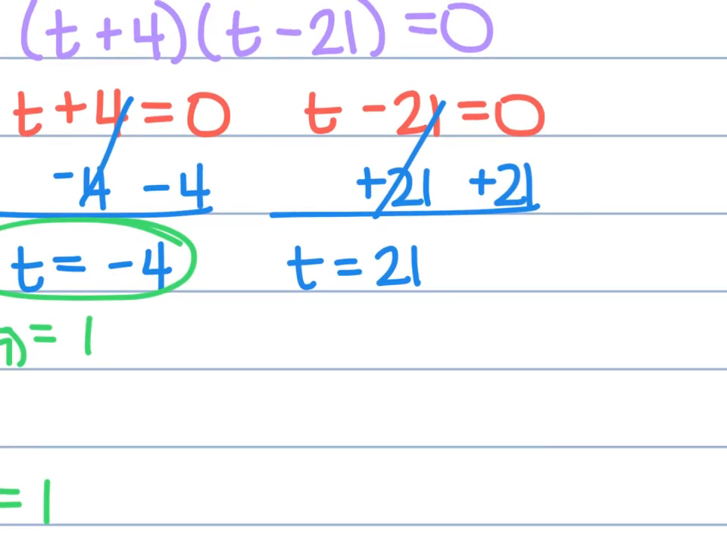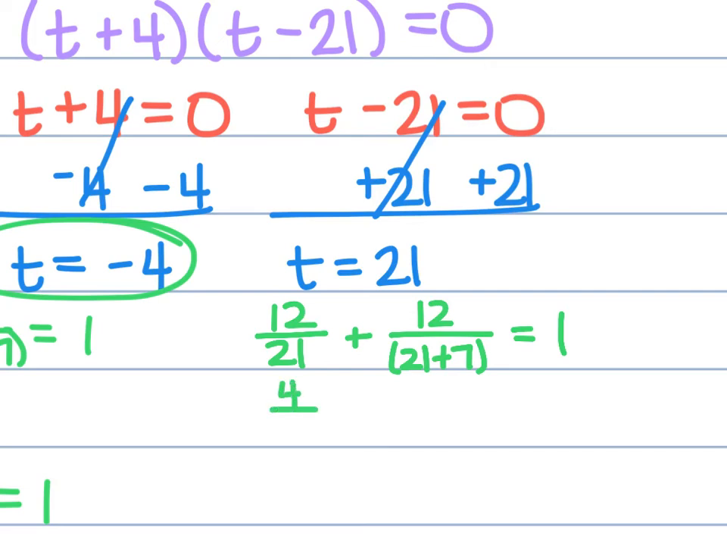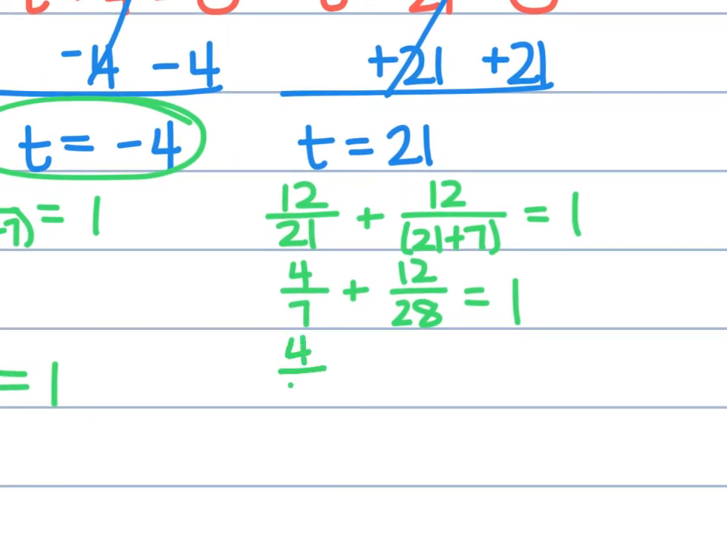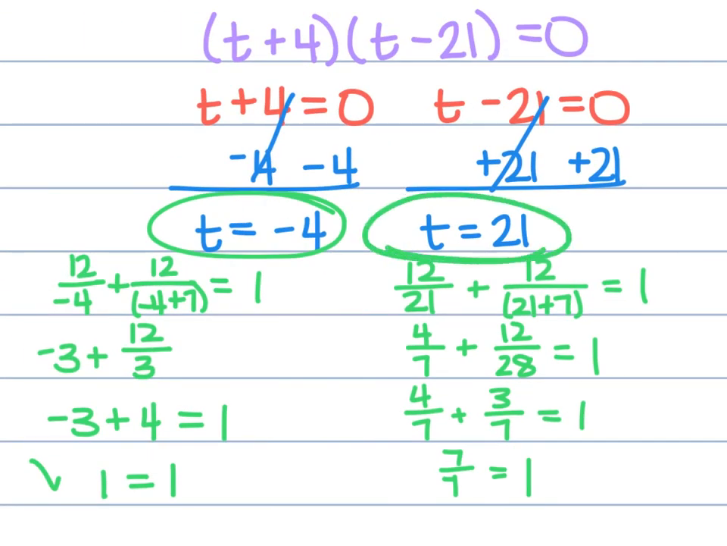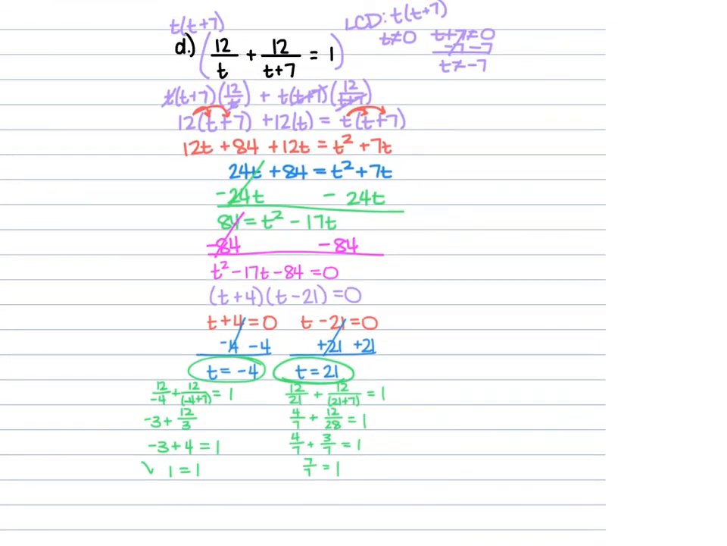Same thing with the 21. Check that. So we're going to have 12 over 21 plus 12 over 21 plus 7 should equal 1. So 12 over 21 is going to give us 4 over 7. And then we have 12 over 21 plus 7, which is 12 over 28, which is 3 over 7. So then this is going to be 4 over 7 plus 3 over 7 is equal to 1, and that's 7 over 7, which is equal to 1. So this also is a solution. So both the negative 4 and the 21 are solutions.